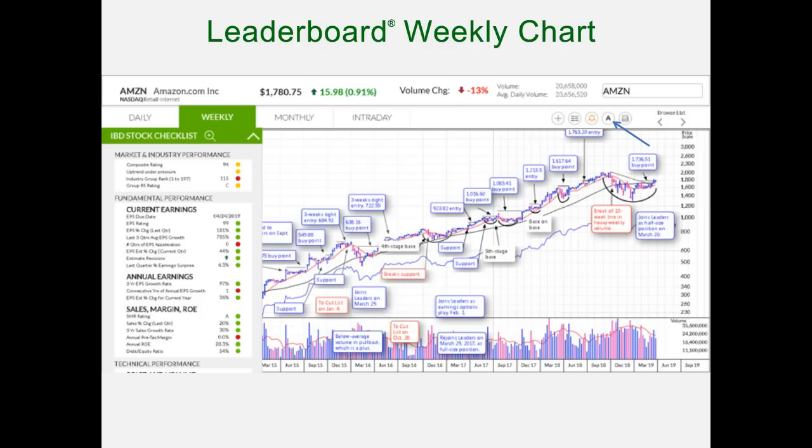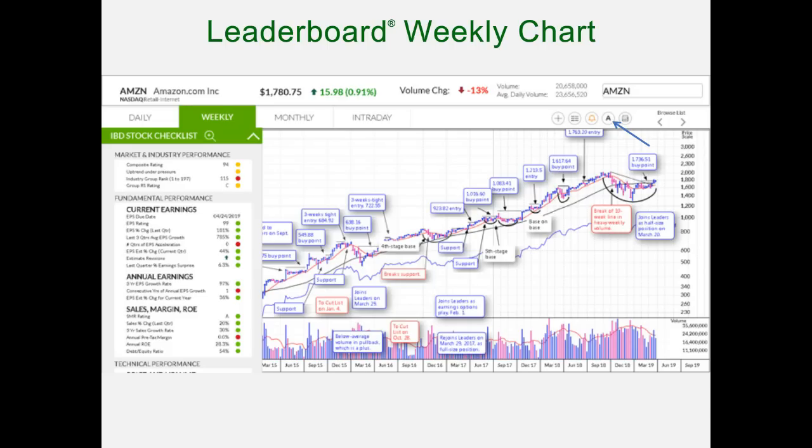If I could just also say one thing about the IBD stock checklist that you just went over. It is very powerful to be able to do all of your fundamental and technical research in one place. There's a lot of services out there that offer technical analysis, and you can do fundamental analysis elsewhere. But you can really get a complete picture of a stock with Leaderboard: a lot of fundamental information about the company, and of course the Leaderboard charts that are annotating buy points and a lot of technical analysis teaching as well.